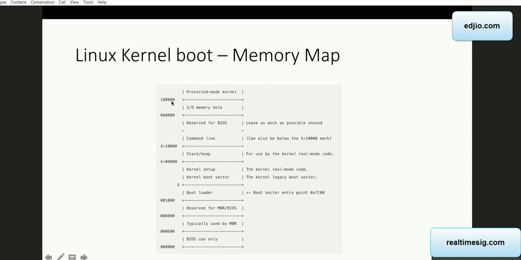100,000 hex value. It will jump because the protected mode code is available from this location, and then this code is executed.